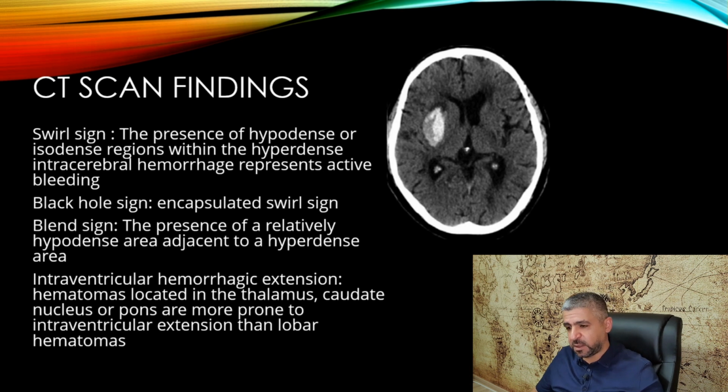And of course, in every CT scan, we have to look for any intraventricular hemorrhage extension. Basically, hematomas in the thalamus and caudate nucleus or pons are more likely to extend into the ventricle than hematomas within the cerebral hemispheres, okay, within the lobes of the cerebrum.